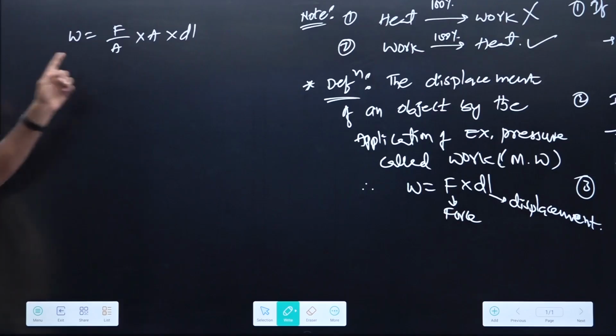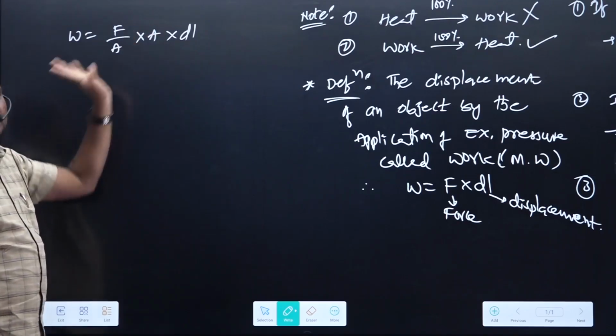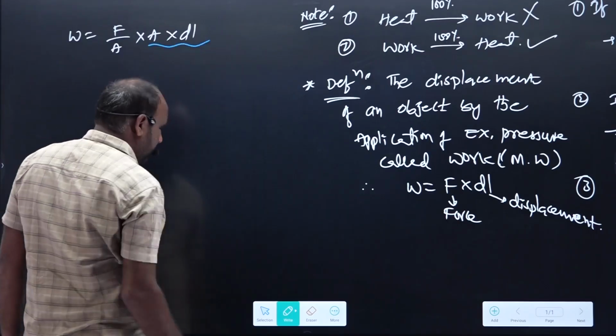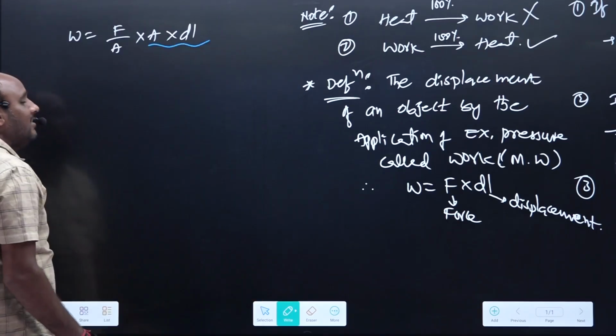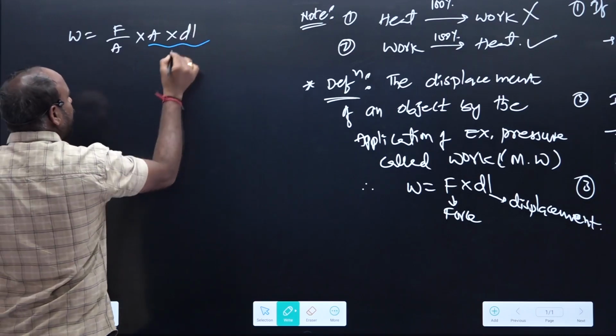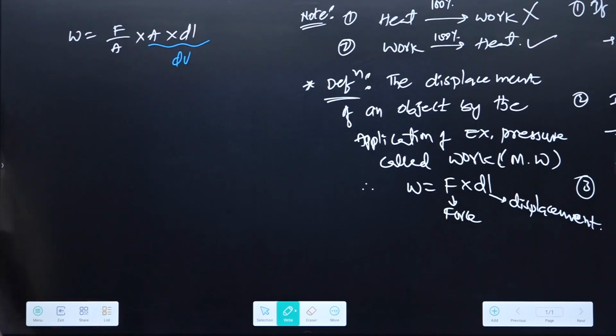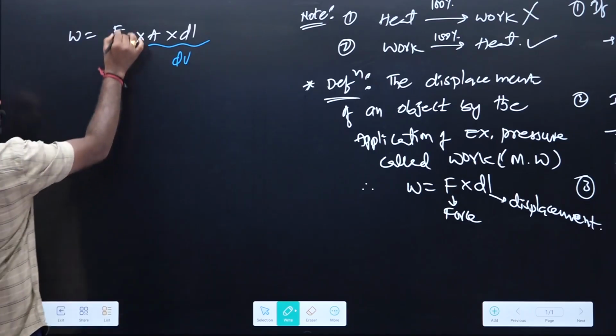By dividing and multiplying, there is no change in that particular value. That's why we divide with area and multiply with area. Area into length, what is this? Volume. A small length gives a small volume. So then what is meant by F by A?